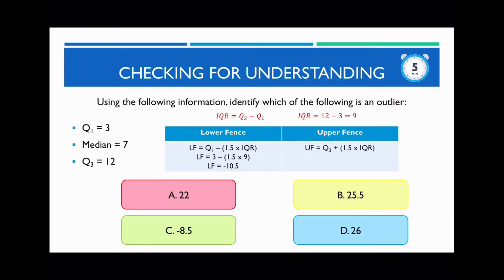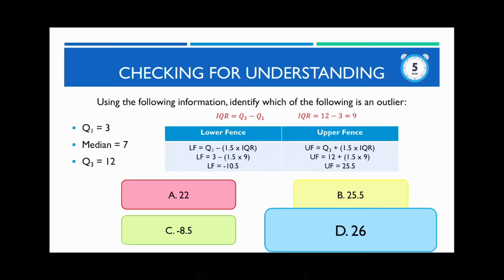Calculate the upper fence. If you do this correctly, you're going to get a value of 25.5. If a value is considered to be an outlier, it would be greater than 25.5. In this example, the only value that's greater than 25.5 is 26. So D is the correct answer for this question.